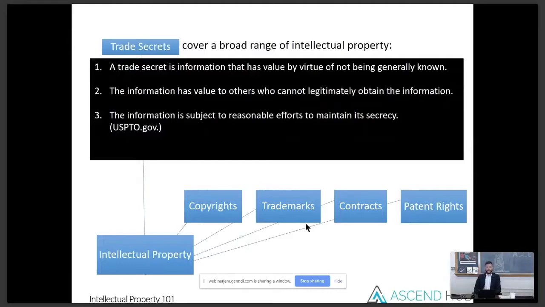A trade secret is defined as follows. A trade secret is information that has value by virtue of not being generally known. The information has value to others who cannot legitimately obtain the information. And the information is subject to reasonable efforts to maintain its secrecy. So this is the definition that comes from the United States Patent and Trademark Office, or the USPTO as I'll refer to it. This definition is important because it underpins the federal understanding of what a trade secret is.